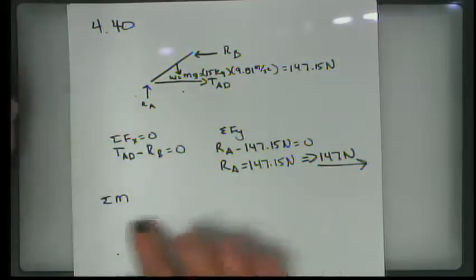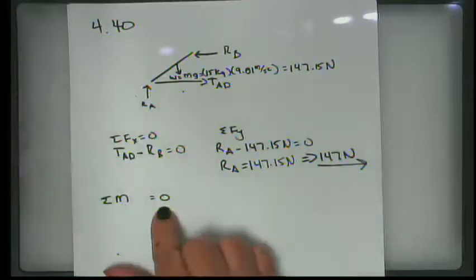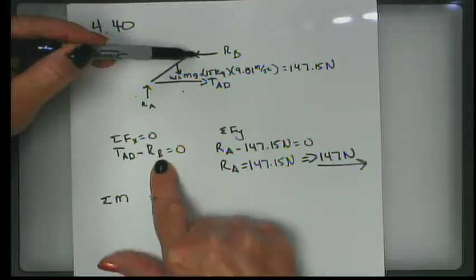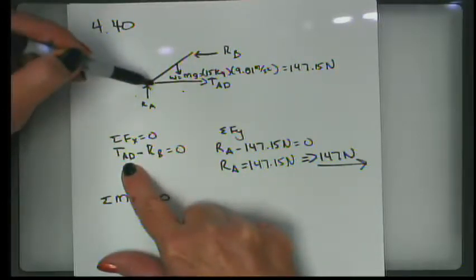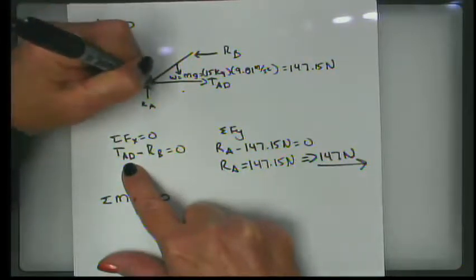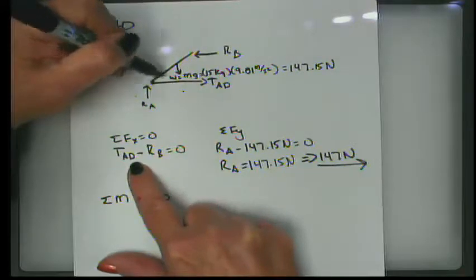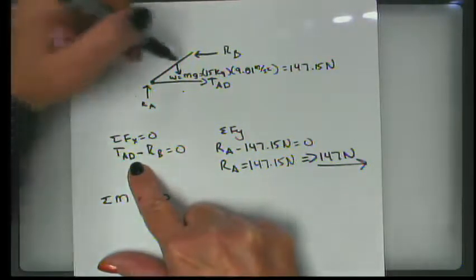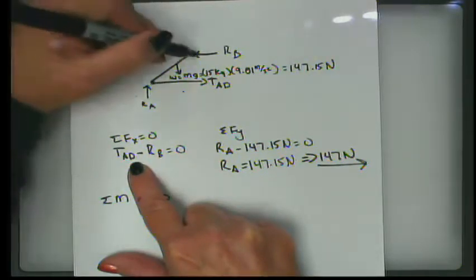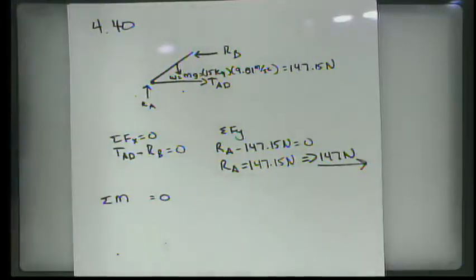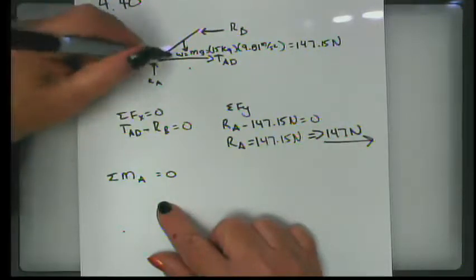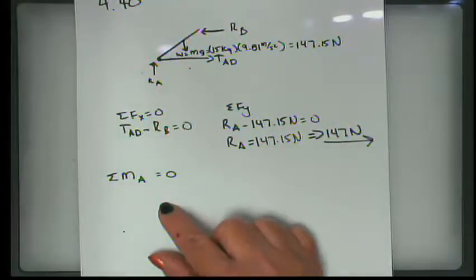The summation of moments about any point on this bar has to be equal to 0. I need to know R_B, and I also need to know T_AD. My feeling is if I take the moments about A, I'm going to be able to get R_B right away because I have the weight and it's a vertical force. So I need that horizontal distance and I need this vertical distance, and I should immediately pop out R_B. So I'm going to take the moments about A to get rid of this force and get rid of the tension in terms of the moments.